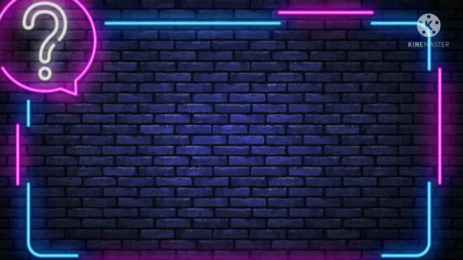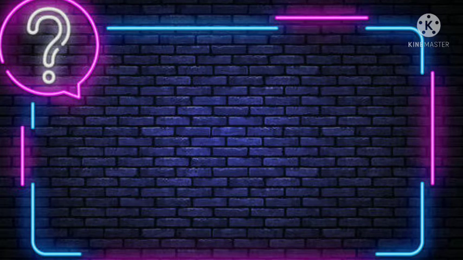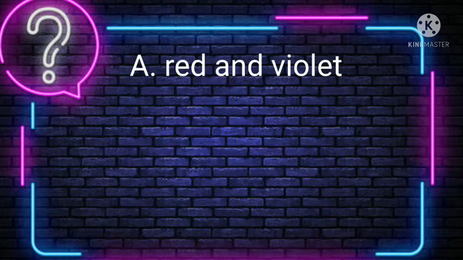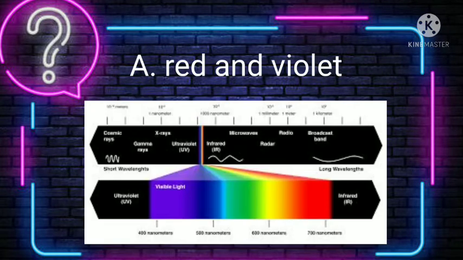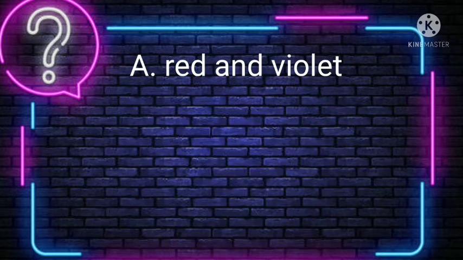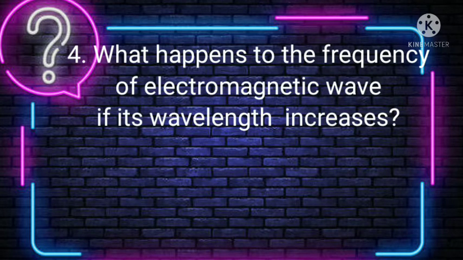Congratulations, Imelda! It's your turn. Excellent, Imelda. The correct answer is red and violet. Letter A. These 2 colors lie at the opposite end of the visible spectrum. And let us all be ready for our last question.